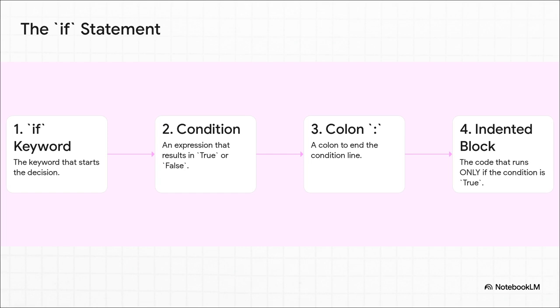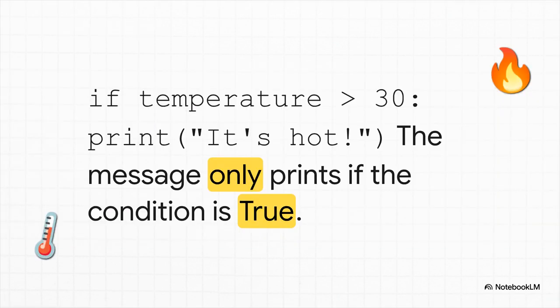You start with the word if, then you give it a condition. That's anything that ends up being true or false. You finish that line with a colon, and then, and this is absolutely crucial, you indent the code that you want to run only if the condition is true. Let's check out a super simple example.